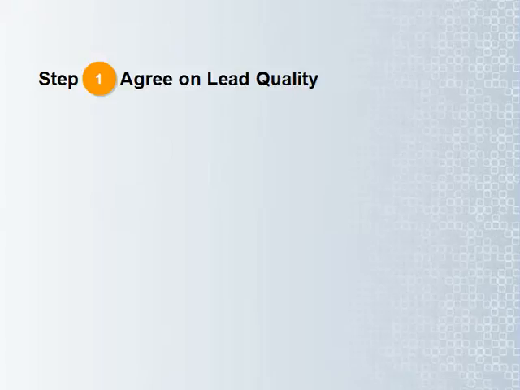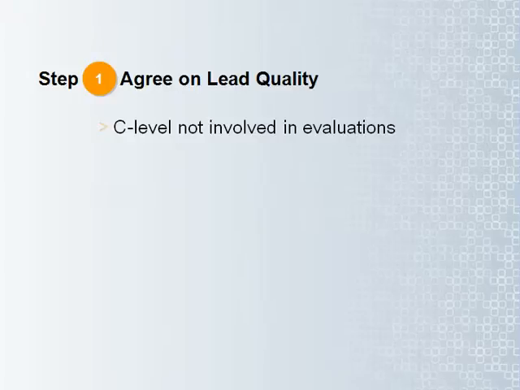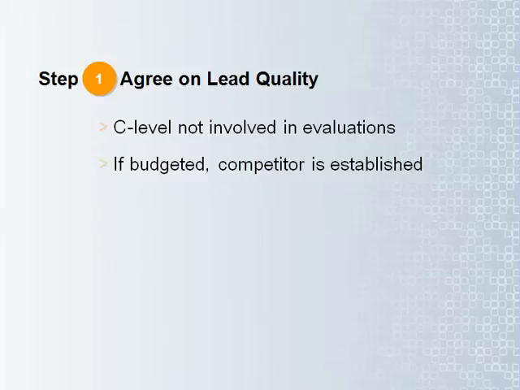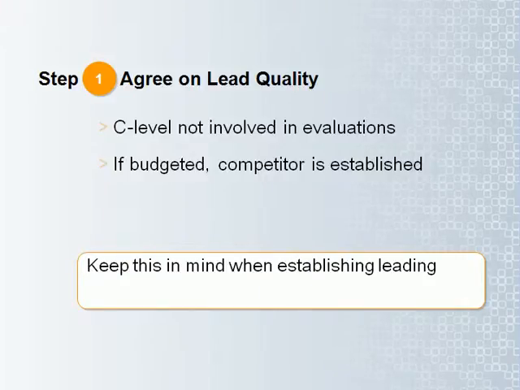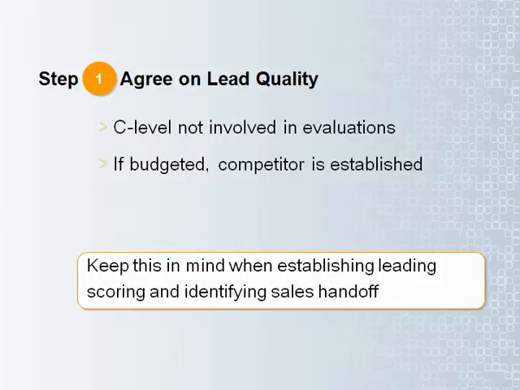If you ask a salesperson to define a high-quality lead, he will tell you it's a C-level decision-maker with a current, fully budgeted short-term initiative. Unfortunately, in most purchases, a C-level person is not involved in evaluating solutions, and if the initiative is already budgeted, your competition is typically established in the account, dramatically reducing your probability of winning. Remember this when establishing lead quality scoring criteria and determining the handoff to sales.